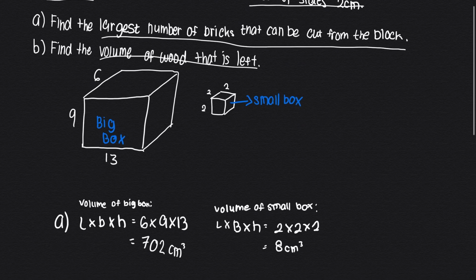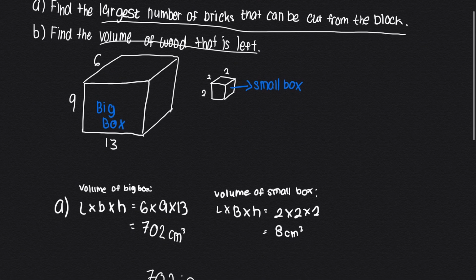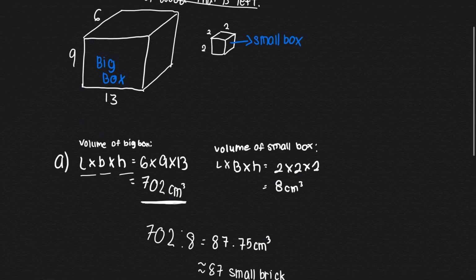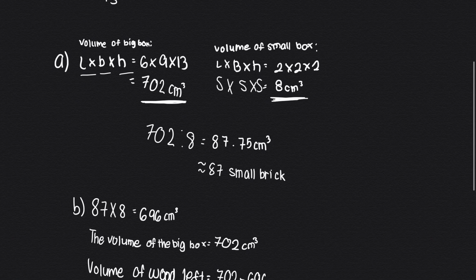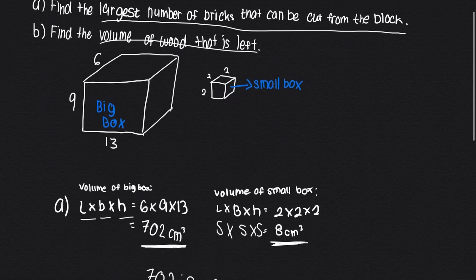So here I've drawn the diagram of the big block and the small blocks. To find A, we first find the volume of the big block, which is length times breadth times height, which is 6 times 9 times 13, giving us 702 centimeters cubed. We also need to find the volume of a small block. Because this is a cube, we just write side times side times side, which is 2 times 2 times 2, which equals 8 cubic centimeters.